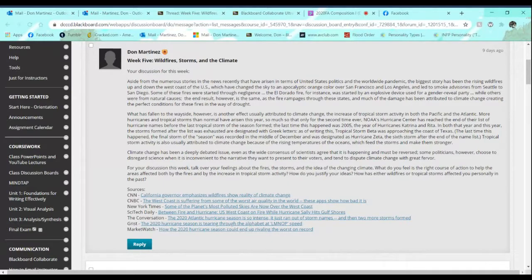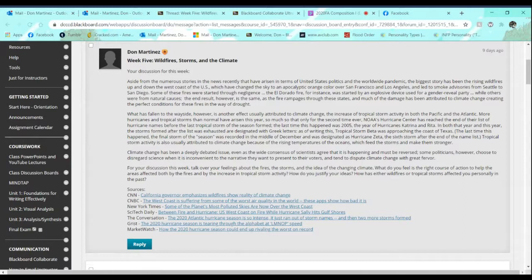What has fallen to the wayside, however, is another effect usually attributed to climate change: the increase of tropical storm activity in both the Pacific and the Atlantic. More hurricanes and tropical storms than normal have arisen this year, so much so that only for the second time ever, NOAA's Hurricane Center has reached the end of their list of hurricane names before the last tropical storm of the season formed. The last time this happened was 2005, the year of Hurricanes Katrina and Rita. In both that year and this year, the storms formed after the list was exhausted or designated with Greek letters.